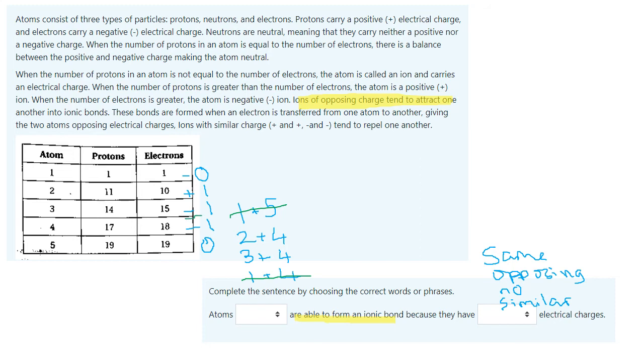Well, 3 and 4 are both negative. 2 is positive. So 2 and 4 can make a bond because 2 is positive and it is attracted to the negative number 4. So they have opposing electrical charges. If they have the same charge, they repel, they will not make a bond.